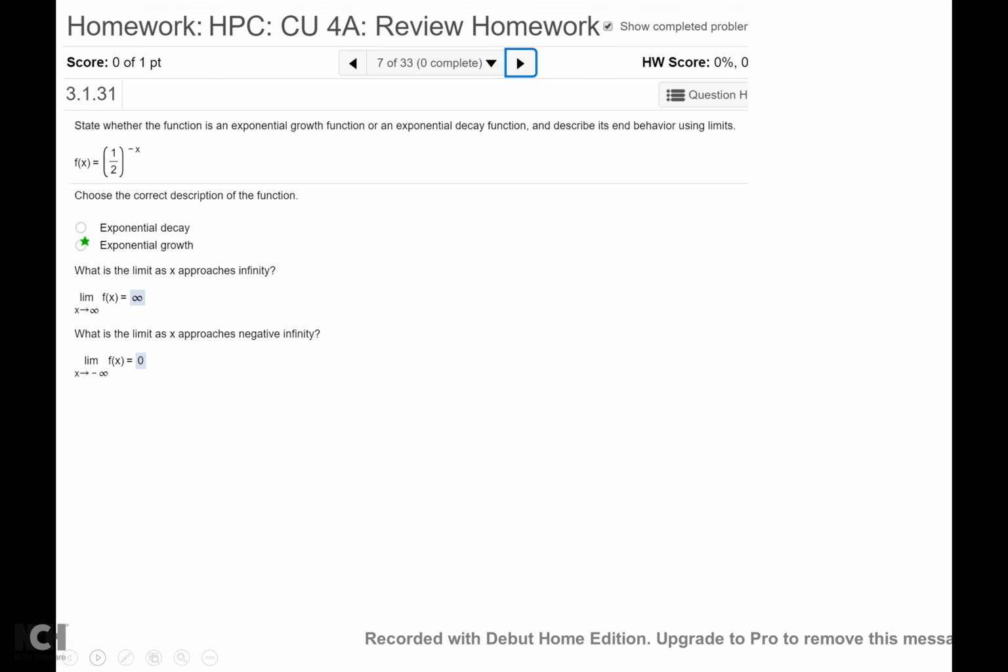Alright. It says state whether the function is an exponential growth function or an exponential decay function, and describe its end behavior using limits. Okay, my base is 1 half.